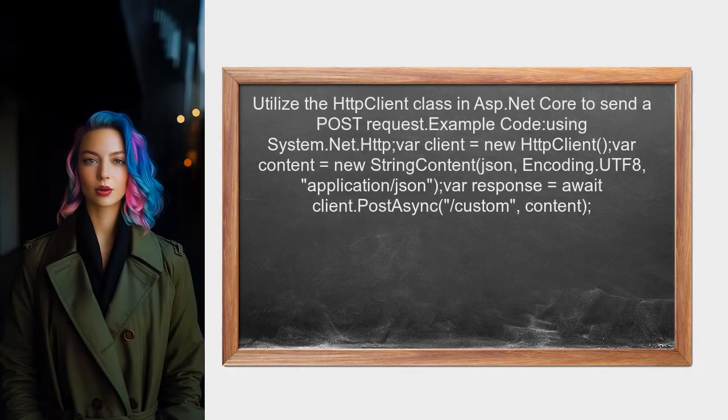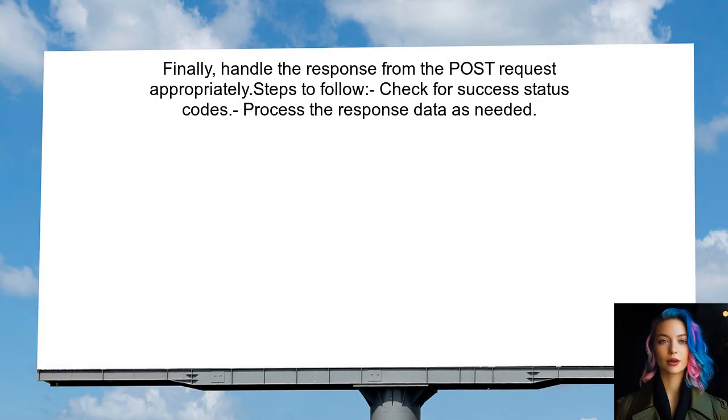The user can utilize the HTTP client class in ASP.NET Core to send a post request. They should create a new instance of HTTP client, set the request content, and then send the request to the desired URL. Finally, the user should ensure that they handle the response from the post request appropriately. This includes checking for success status codes and processing the response data as needed.